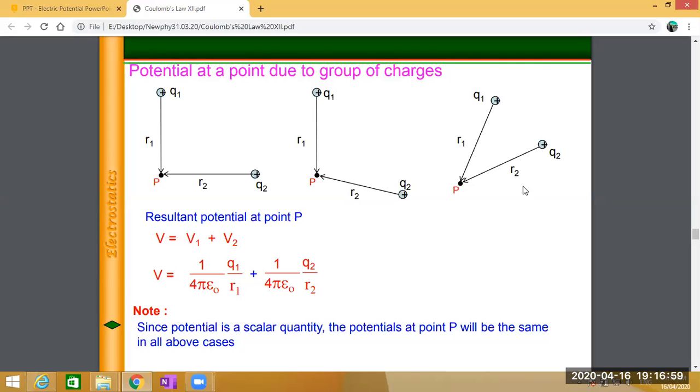If R1 and R2 are changed, then the electric potential will change. Or if Q1 or Q2 is changed, then the electric potential will change. Even in this case, if Q2 is placed at this location and Q1 is placed at this location, still the electric potential will remain the same.